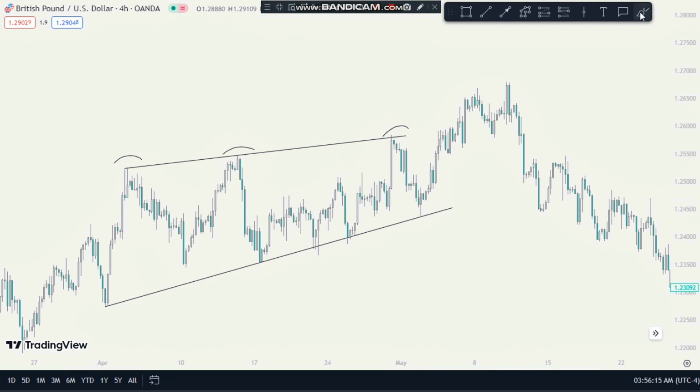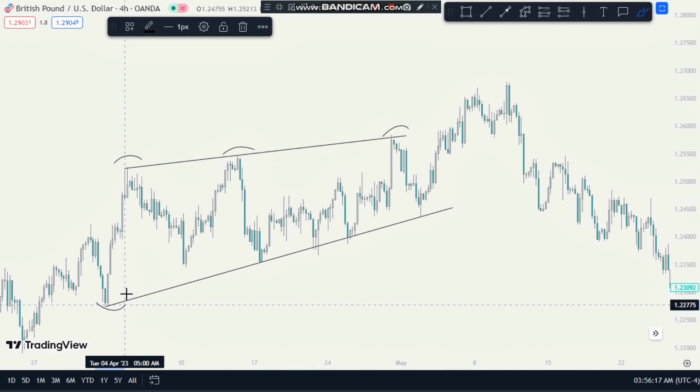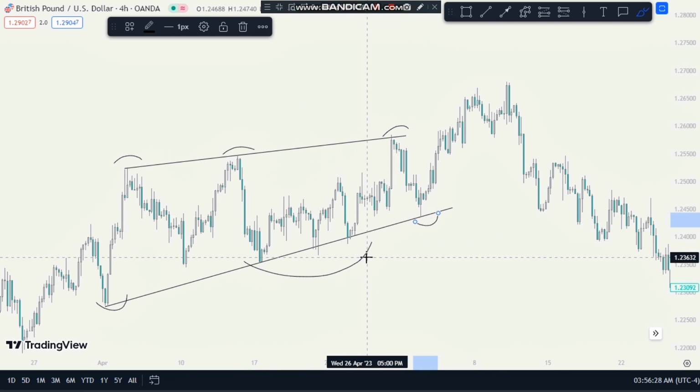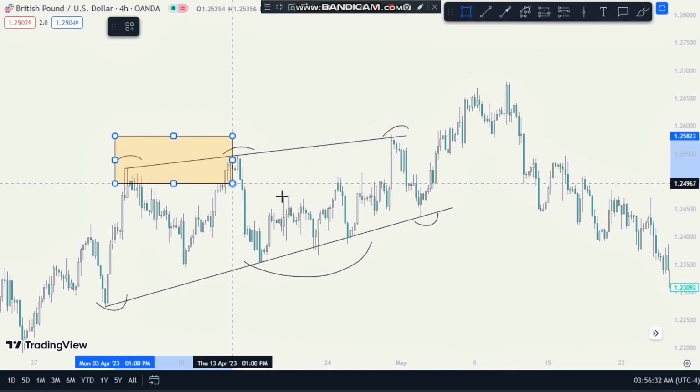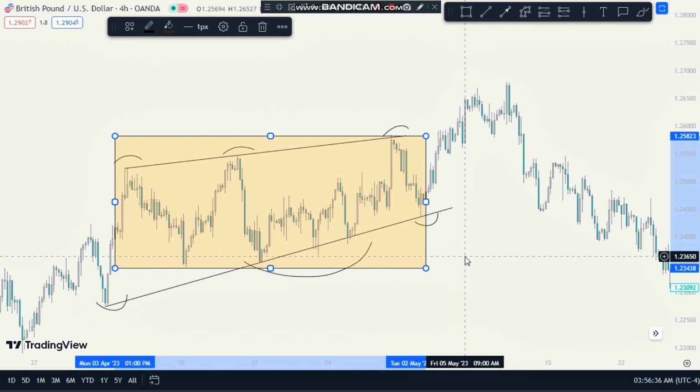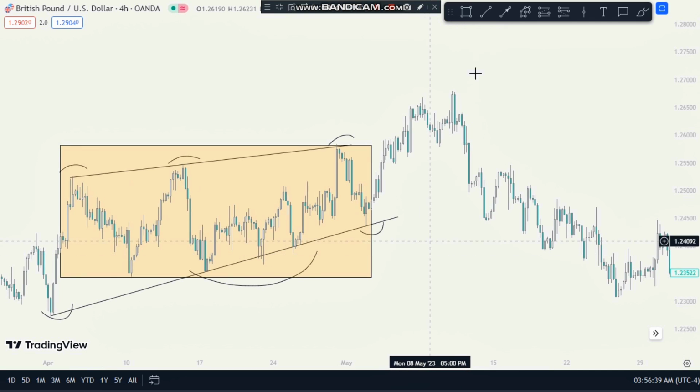Okay, let me draw it. 1, okay, 2, because it has to go up, okay? It hasn't reached that level, so it's not going to count as 3. And then this is the third step, okay? So this is our accumulation. Accumulation is this one. Now, what's the next step? The next step is the manipulation.